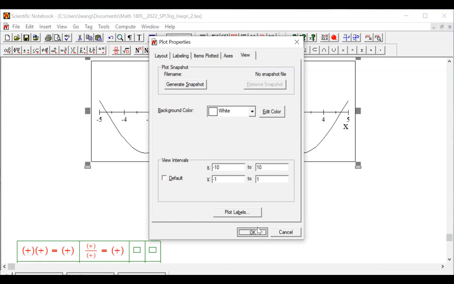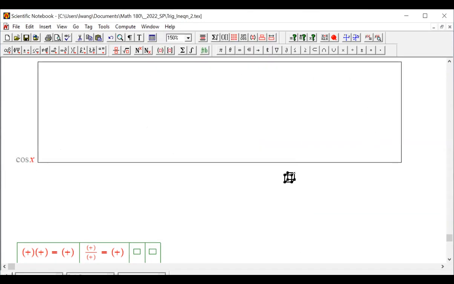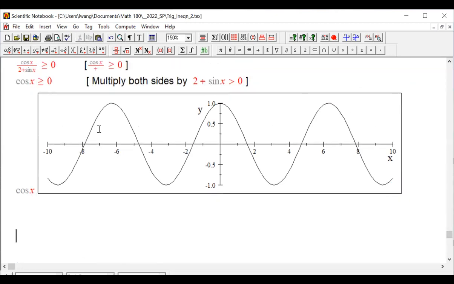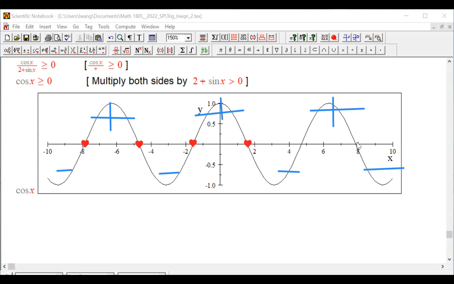Right, you can use the picture. We want the cosine to be positive or 0. So what are the pieces that are positive? That's a positive piece. That's a positive piece. That's a positive piece. All of these are negative pieces. And how about the crossing? We want it to be equal to 0, so that's fine. Okay, so what will be the solution?